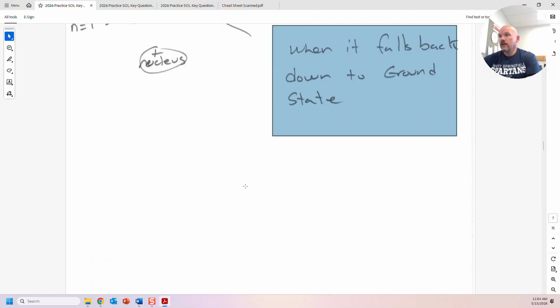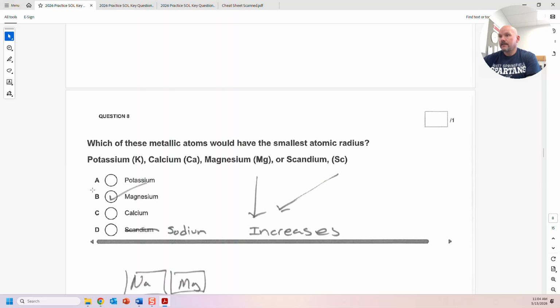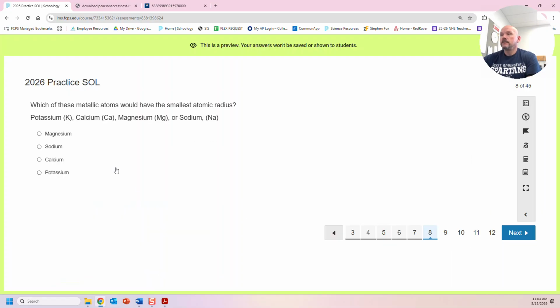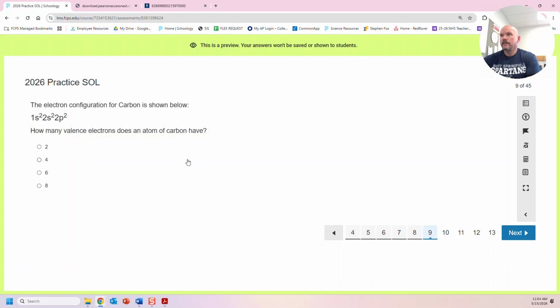Okay, so if we go here, it's going to be magnesium. This is the way radius increases, so it decreases going the opposite way, okay? And so we would check magnesium, and we're moving on.